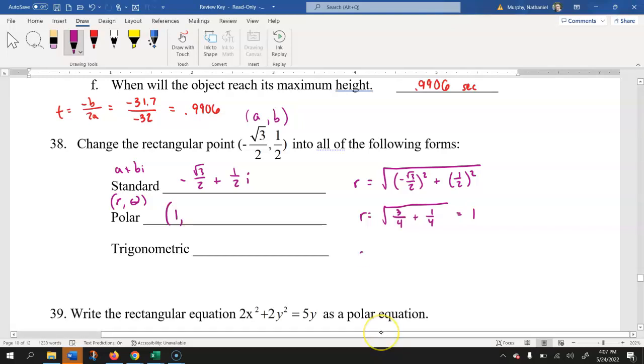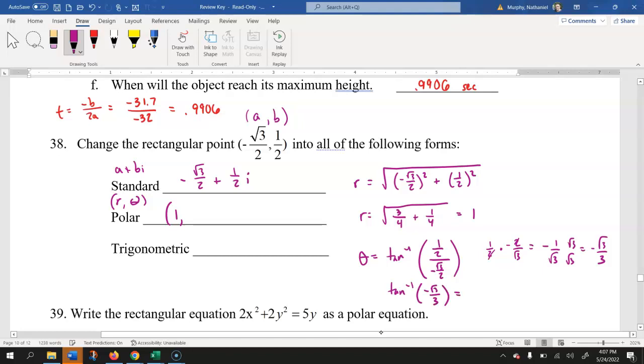So now to find theta, we do the inverse tangent of b over a. So it would be the inverse tangent of 1/2 over negative square root of 3/2. So we have to do a little bit of work here. We're going to do the keep, change, flip. So you'd have 1/2, change this to multiplication, flip the other one, so we'd have negative 2 over the square root of 3. So these would cancel out, leaving us with negative 1 over the square root of 3. Rationalize the denominator. We get negative square root 3 over 3. So now what we have really here is the inverse tangent of negative square root 3 over 3.